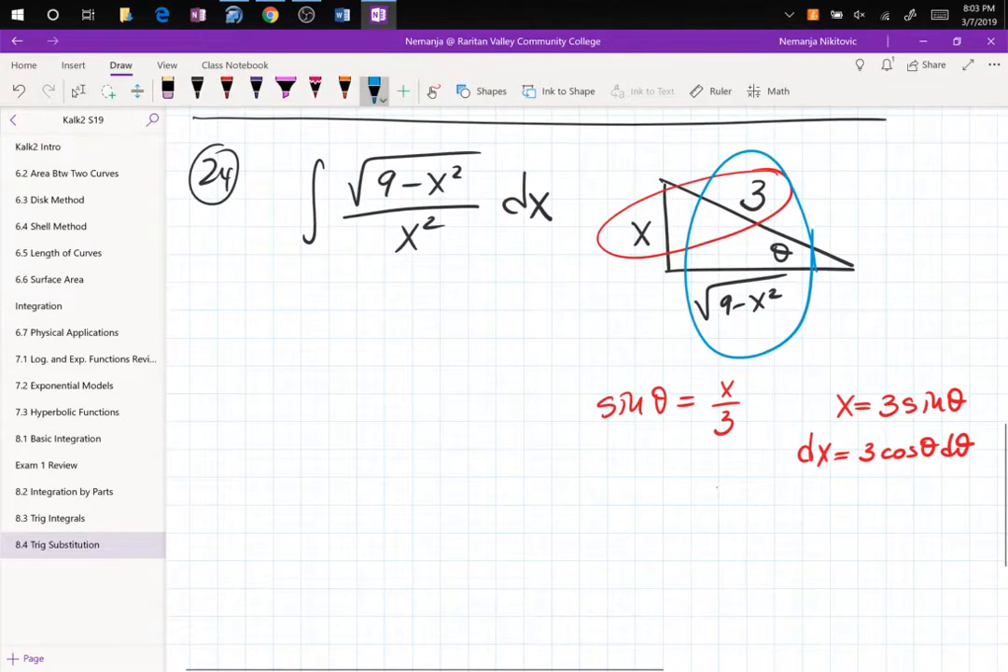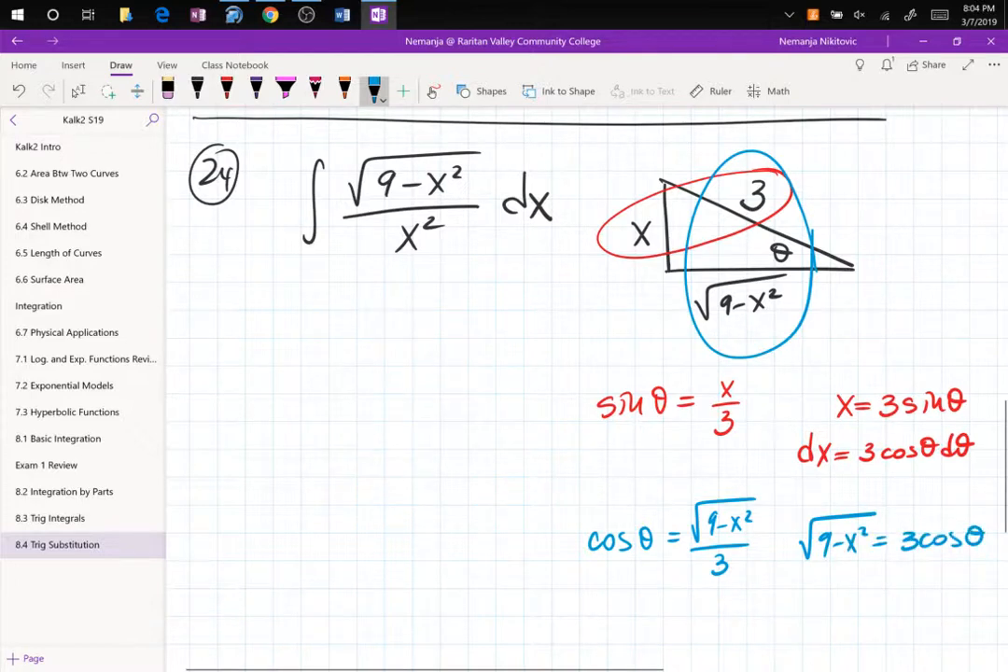The blue part is cosine theta, equal to the square root of 9 minus x squared over 3, which means that the square root of 9 minus x squared is equal to 3 cosine theta. Now I have things to plug in. In the integral, instead of the square root, I have my 3 cosine theta. That's the blue stuff, divided by x squared.